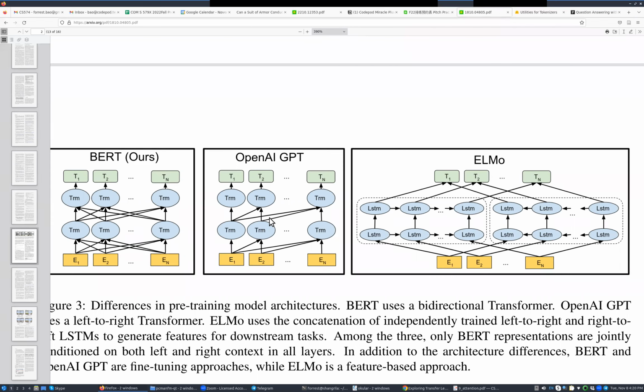Like what the author says, among the three models, only BERT representations are jointly conditioned on both left and right context in all layers. Any questions?